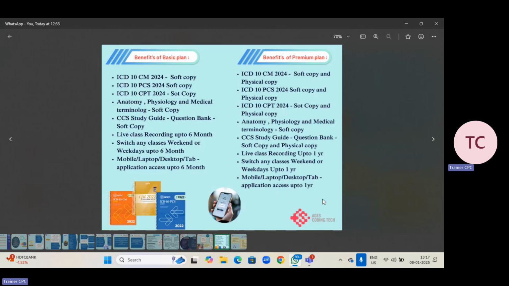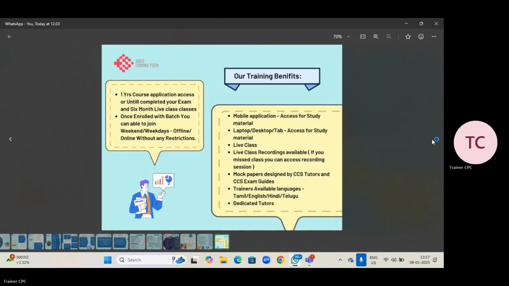But this will be for 6 months in case of basic plan, whereas in case of premium plan, it will be 1 year. So in case of this premium plan, you are getting 1 year recordings, that is 1 year study materials is available. Everything is for 1 year, but in case of basic plan, it is only for 6 months. And in case of premium plan, you are getting soft copy as well as physical copy also. So this is the difference between premium plan and basic plan.